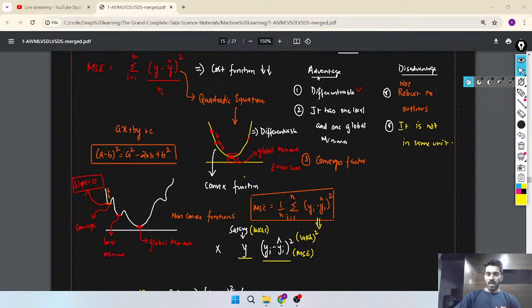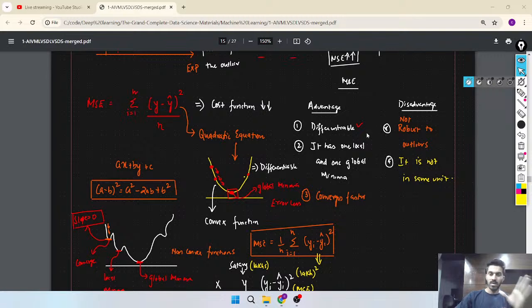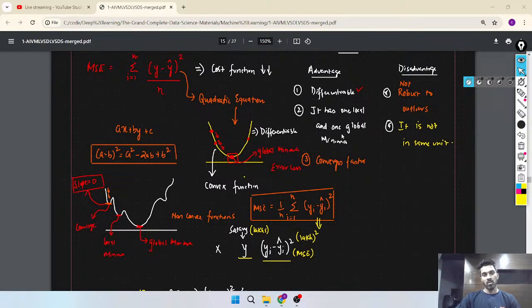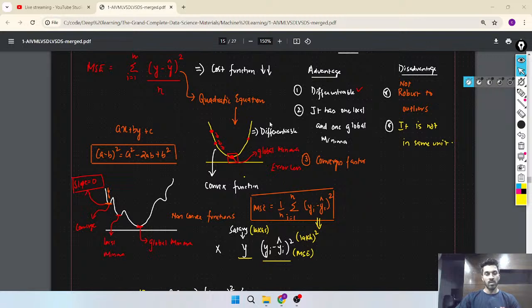Also we can say advantages, because MSE is differentiable. Basically this is a squared function, so you can differentiate, and it has one local and one global minima. If you plot this function, it will look like a quadratic. Basically this is a quadratic equation, which will look like a convex function. Disadvantage: not robust to outlier.